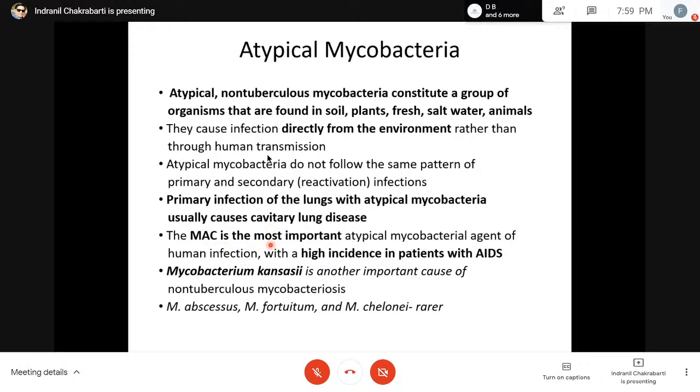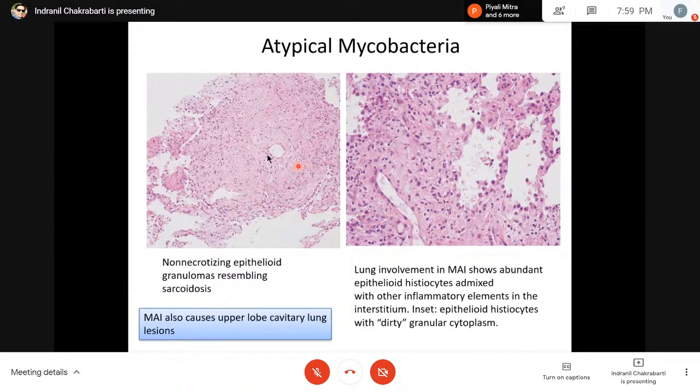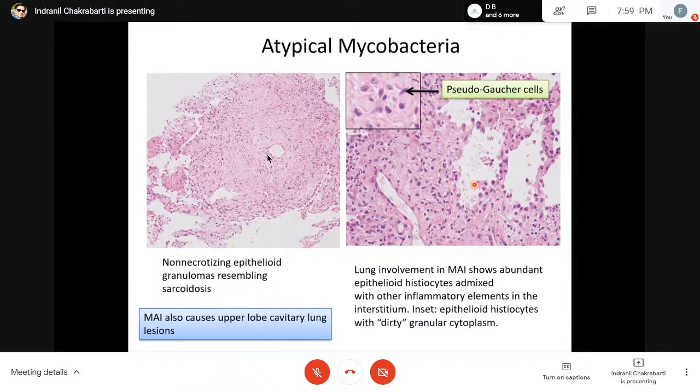Now the MAC or the MAI is the most important atypical mycobacterial agent, that is Mycobacterium avium intracellulare complex, with high incidence in patients with AIDS. There are other mycobacteria as well, but MAC or MAI is the most important atypical mycobacteria. So you can get non-necrotizing epithelioid granulomas. You can see no necrosis is there. So it may resemble a sarcoid granuloma. Or there can be abundant epithelioid histiocytes admixed with other inflammatory elements in the interstitium. And if you look carefully, you can get these pseudo-Gaucher cells. So be very alert to stain these for demonstration of mycobacterium. And these MAI or the atypical mycobacteria, as already mentioned, they cause upper lobe cavitary lung lesions.